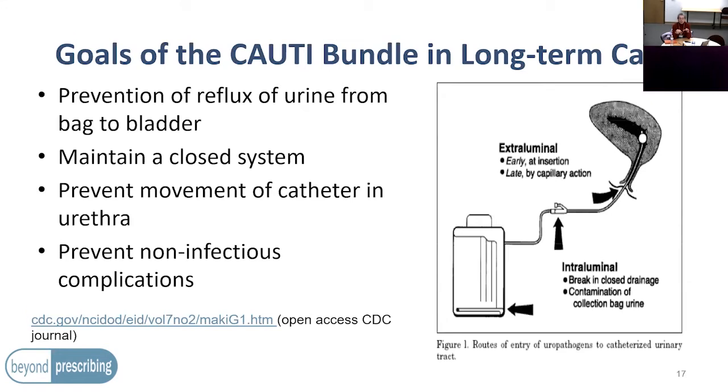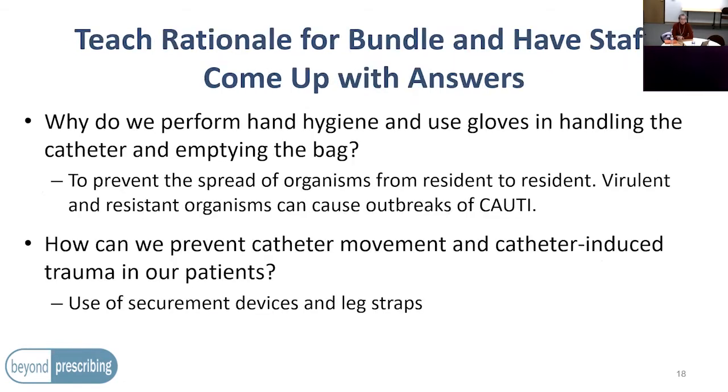We want to maintain a closed system. Occasionally, we have to open the system to drain the bag. We want to do that with a no-touch technique. We want to prevent the catheter from moving in the urethra, so we want to use securement devices. And that will also have the effect of preventing non-infectious complications, like catheters getting yanked out when patients are transported or moved around, or when patients pull them out themselves.